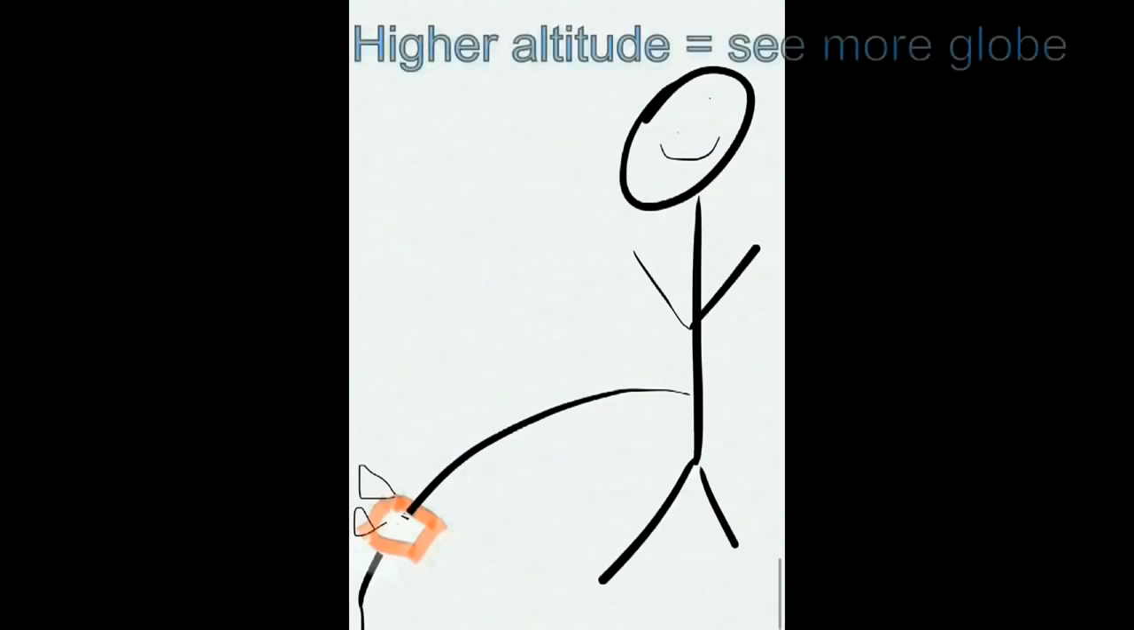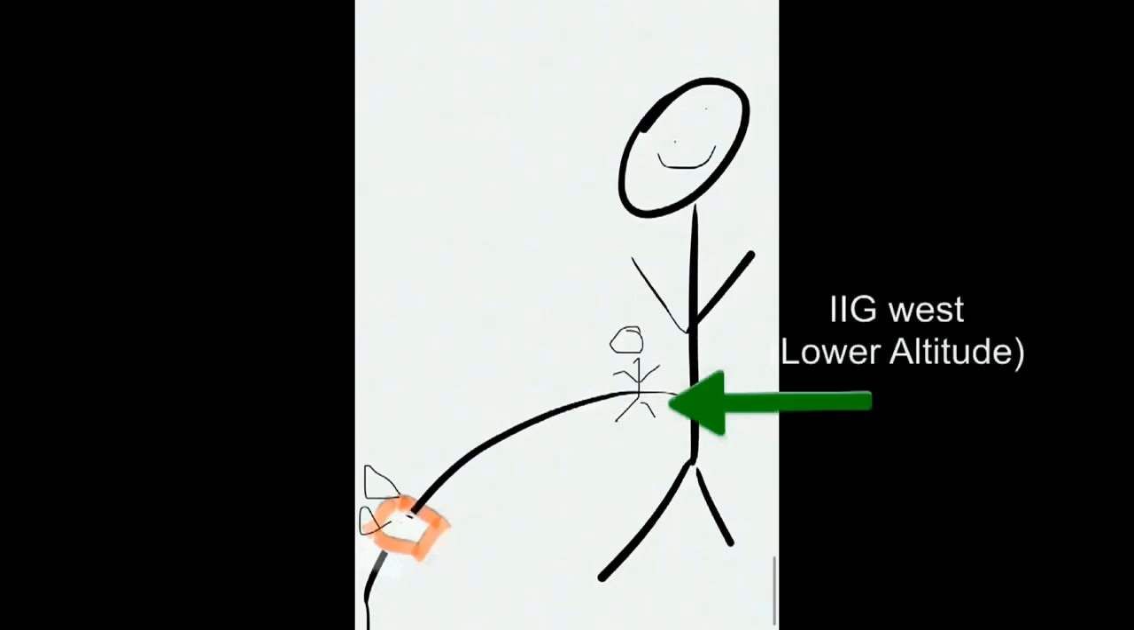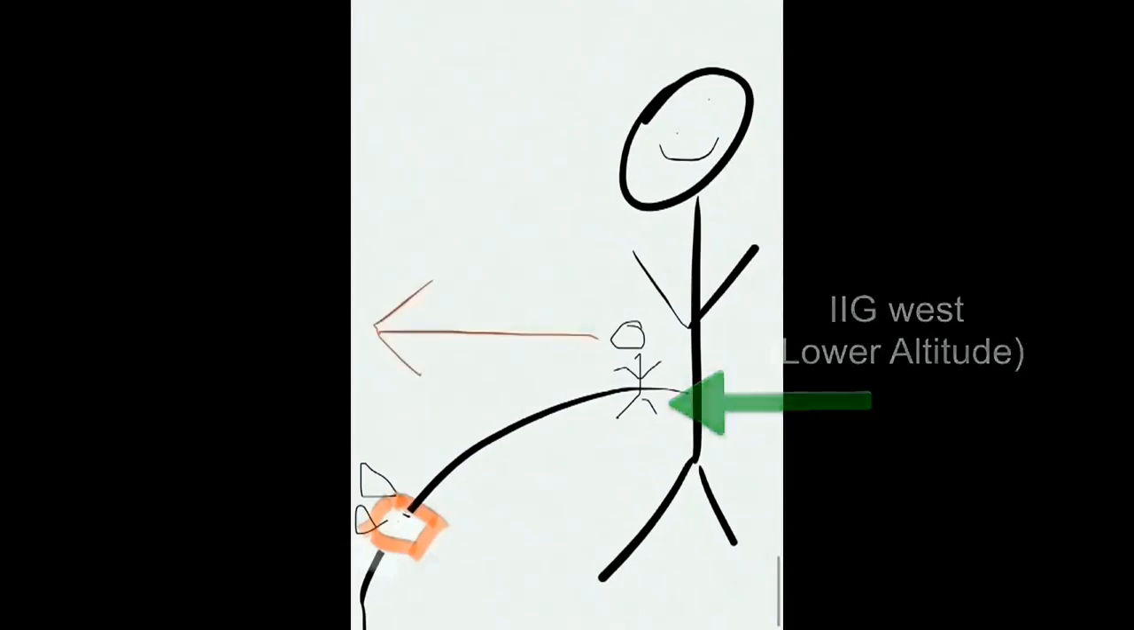To explain this to you, Josh at his greater height should be able to see more of the globe, and when looking straight ahead would be able to see past the curve more, so would be more likely to see the balloons and the road than the IIG West, who when looking straight out from their eye line would be stuck just purely looking out into outer space.